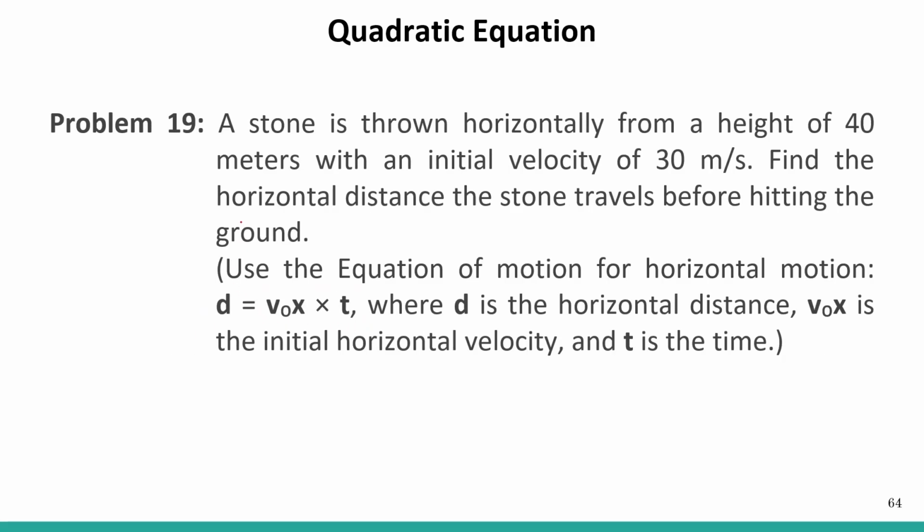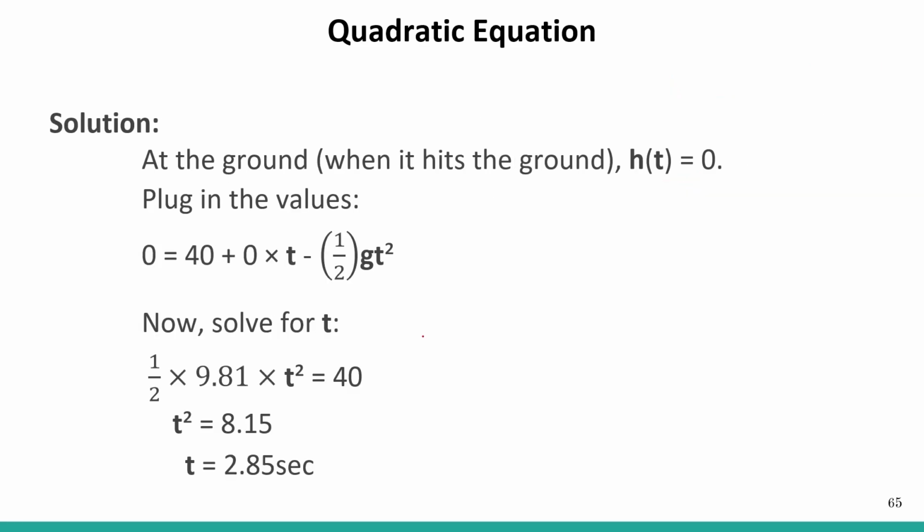Okay. Let's see problem number 19. The stone is thrown horizontally from a height of 40 meters with an initial velocity of this. So v naught is equal to 30, and h naught is equal to 40. Find the horizontal distance the stone travels before it hits the ground. So d is equal to v naught x into t is the formula, right? So d is the horizontal distance, and v naught x is the initial horizontal velocity. So putting it into the equation, what we are left with is 1 by 2 into 9.81 into t squared is equal to this one. So t squared is equal to 8.15. So t will be 2.85 seconds.